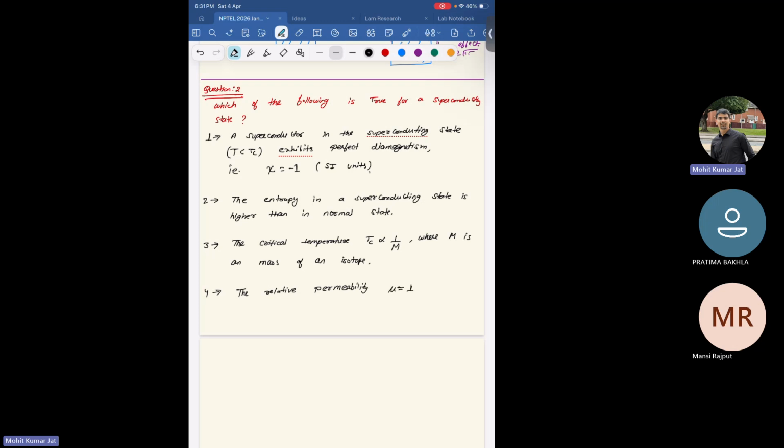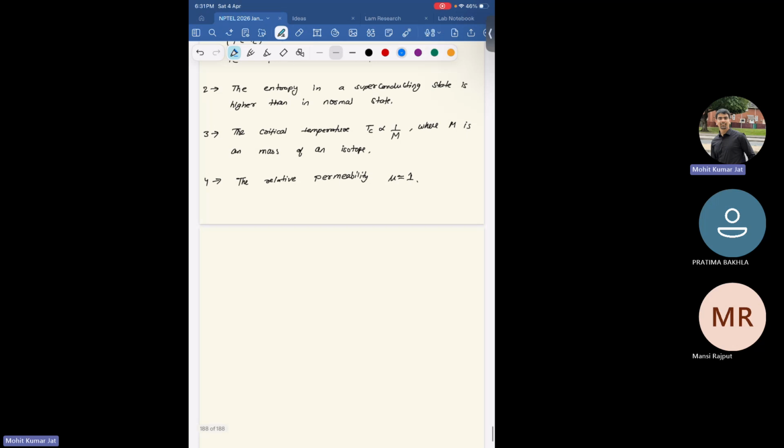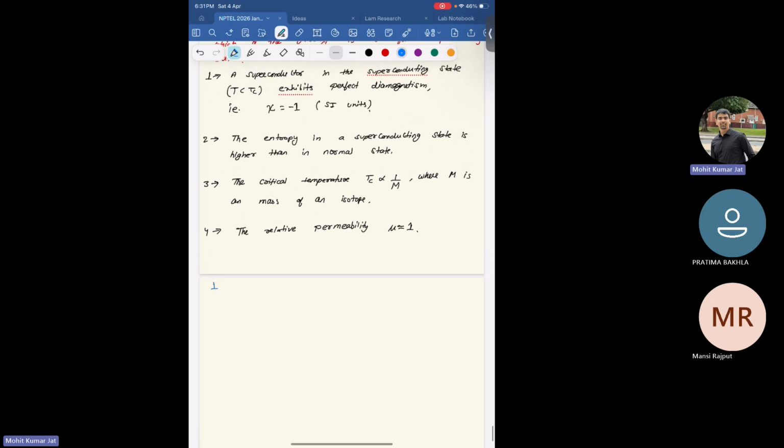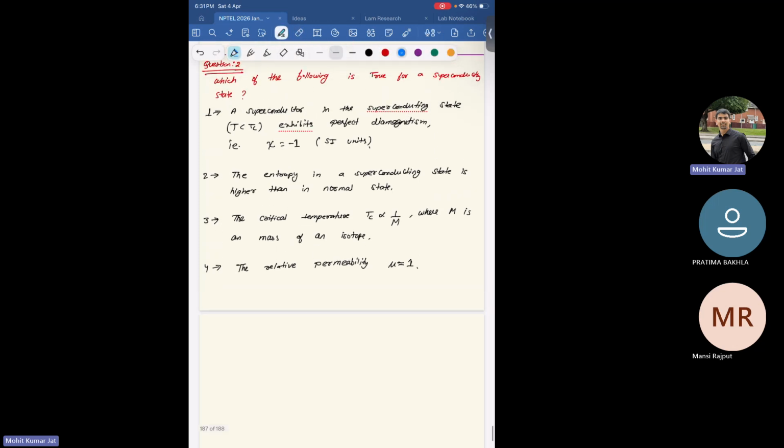So this actually covers the key concepts of a superconducting material, right? If someone asks what is a superconductor, and you answer these four options, then more or less you know the basic nature of the superconductor. So let's see options one, two, three, and four. So what about option A? Option one, is it true or false? Anybody? Okay, yeah, option one is true.